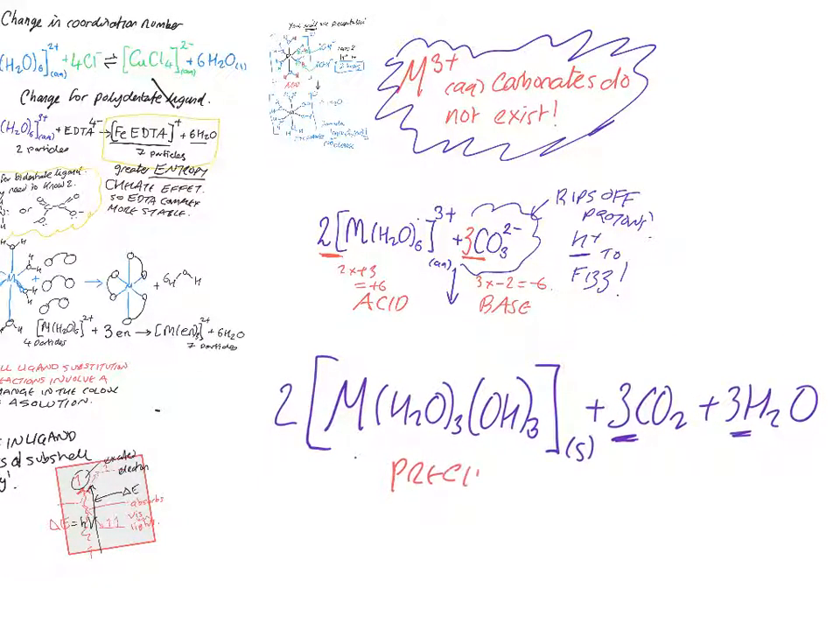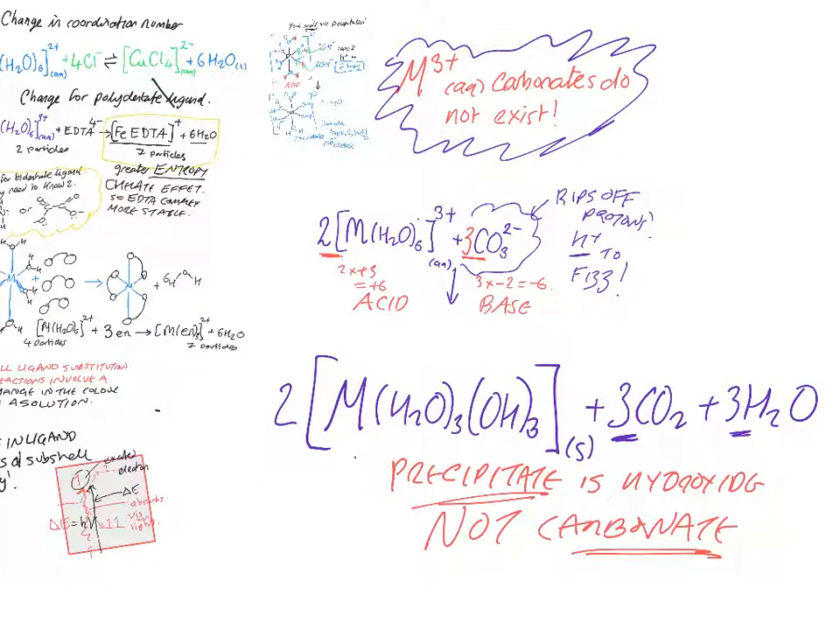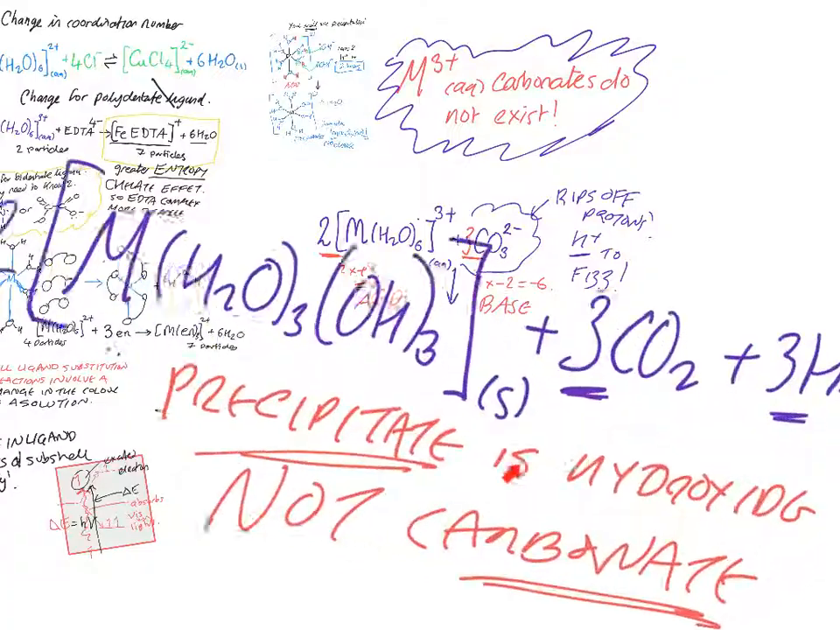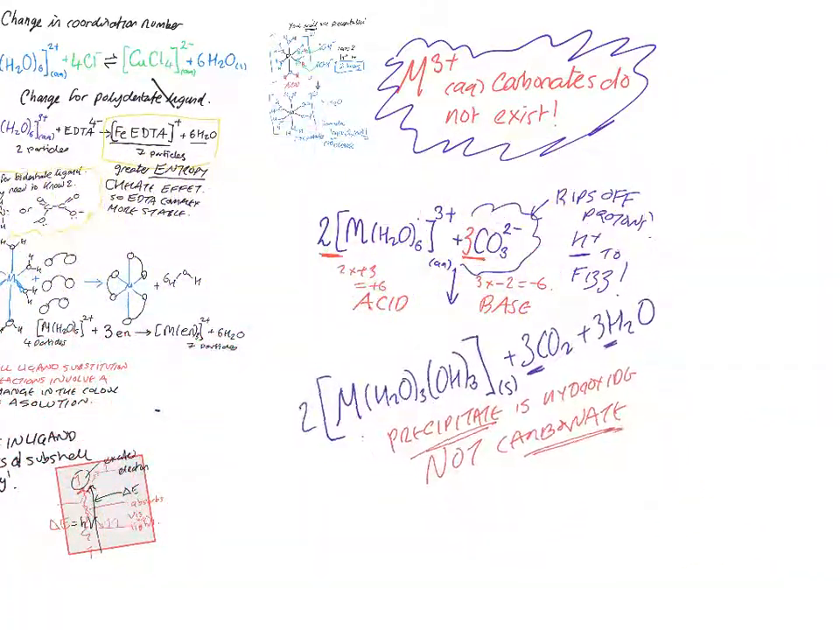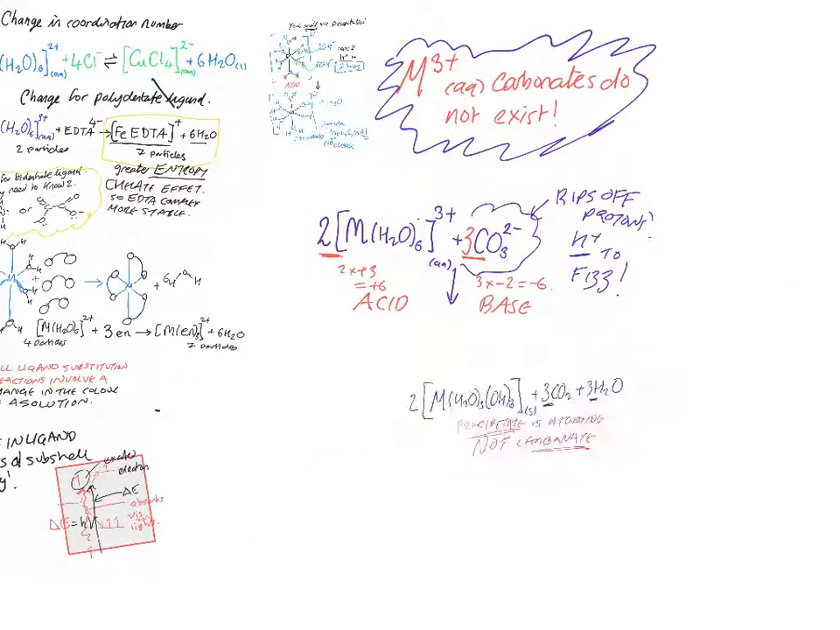So make sure you can balance this equation. You will see a precipitate, which is the hydroxide, not the carbonate. Carbonates of 3+ ions do not exist.